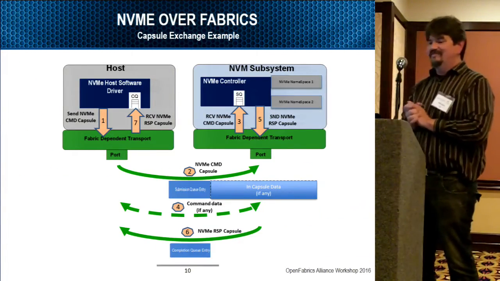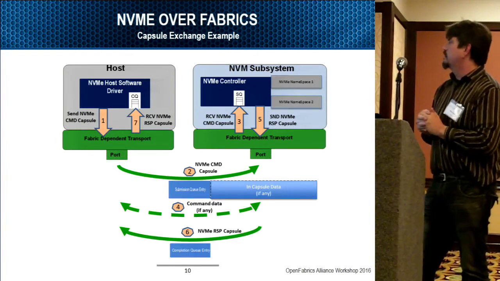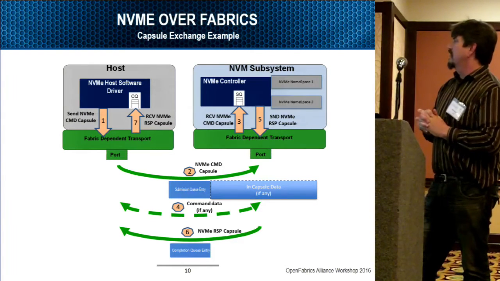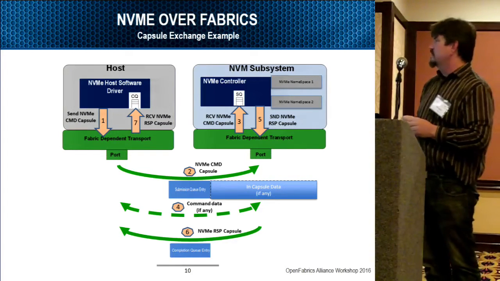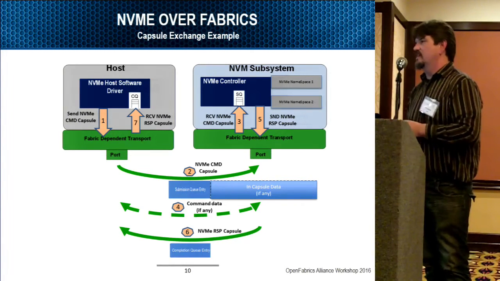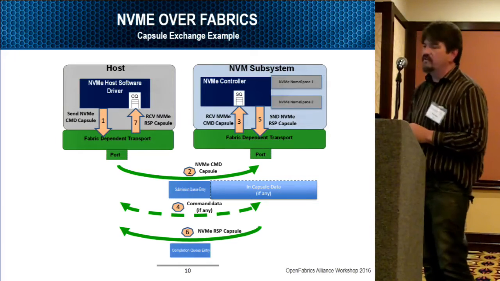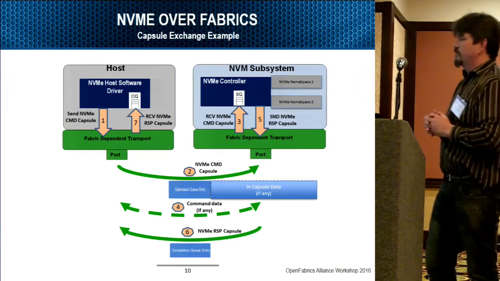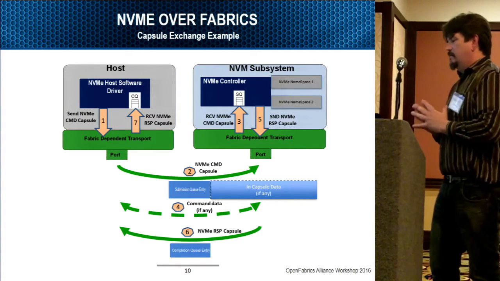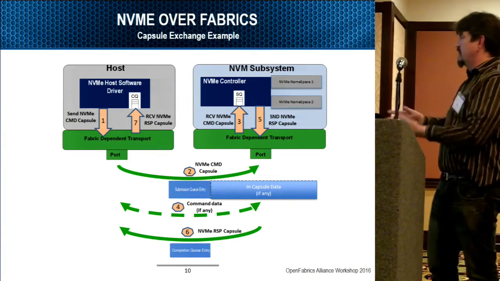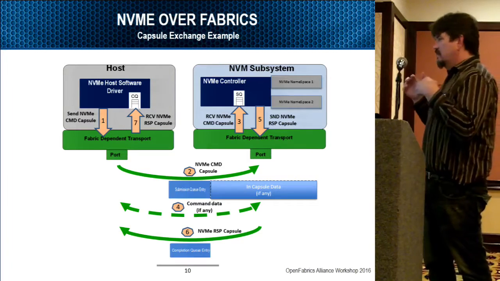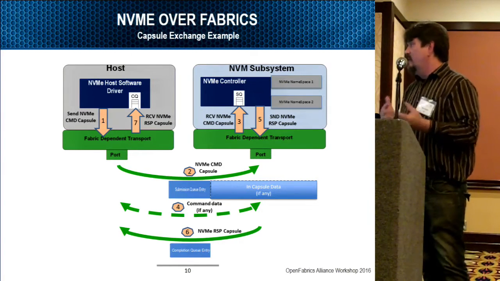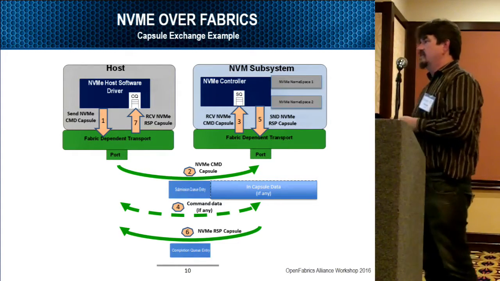So this is a busy slide to show a transaction. The operating system would send down a request. This could be an administrative or a bulk data request, read, write, what have you, to the NVMe host software driver. That request could be encapsulated, sent across the fabric to the NVMe subsystem, which will then, if it needs to get some data, grab the data and send that request onto the real PCI NVMe controller.